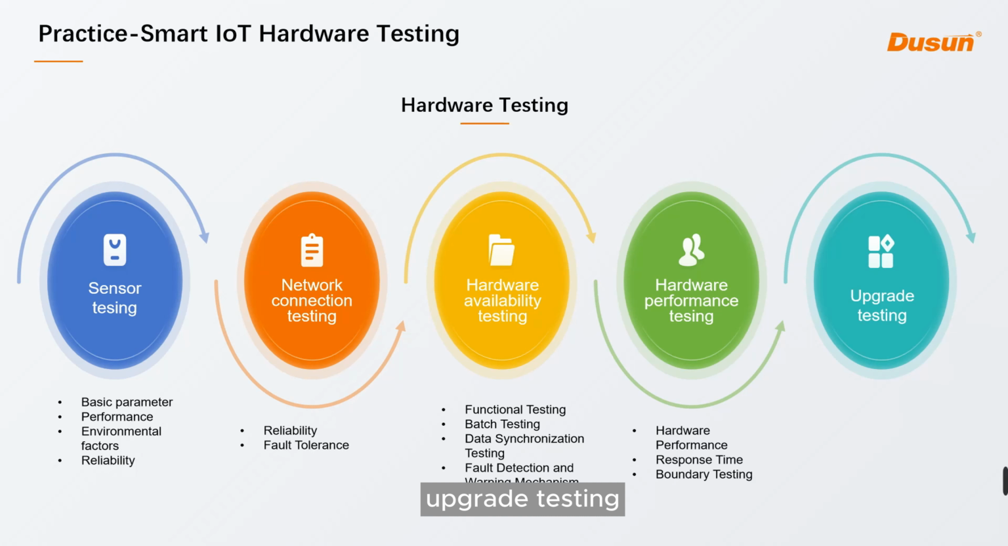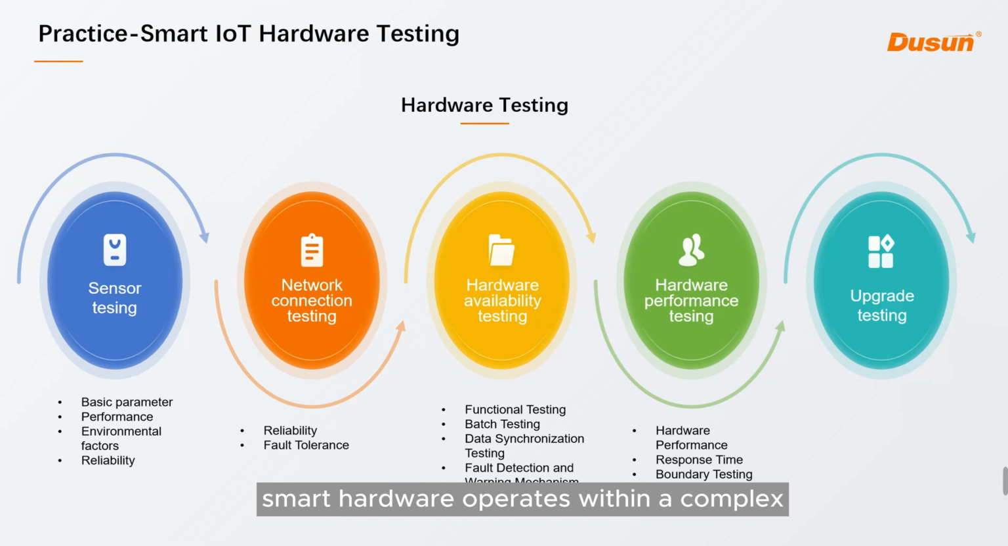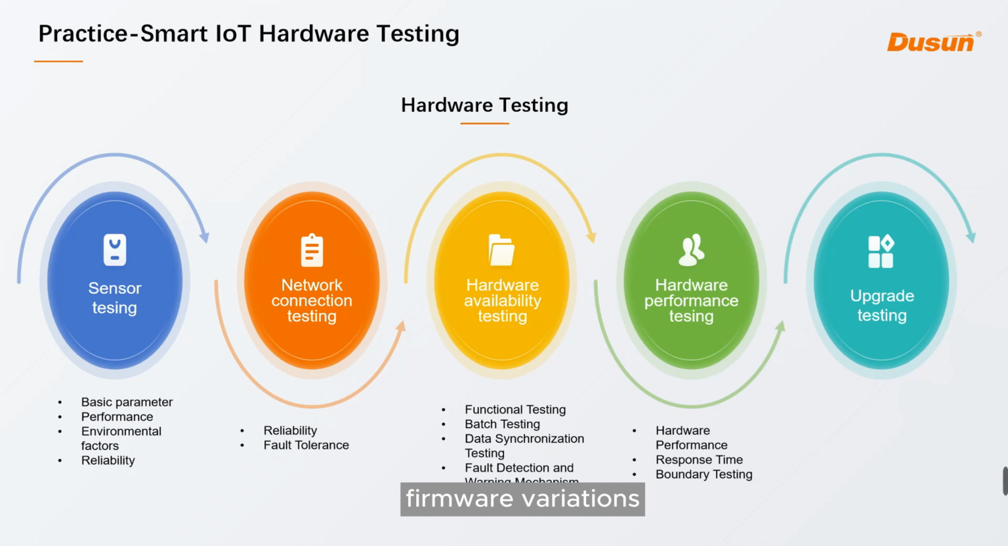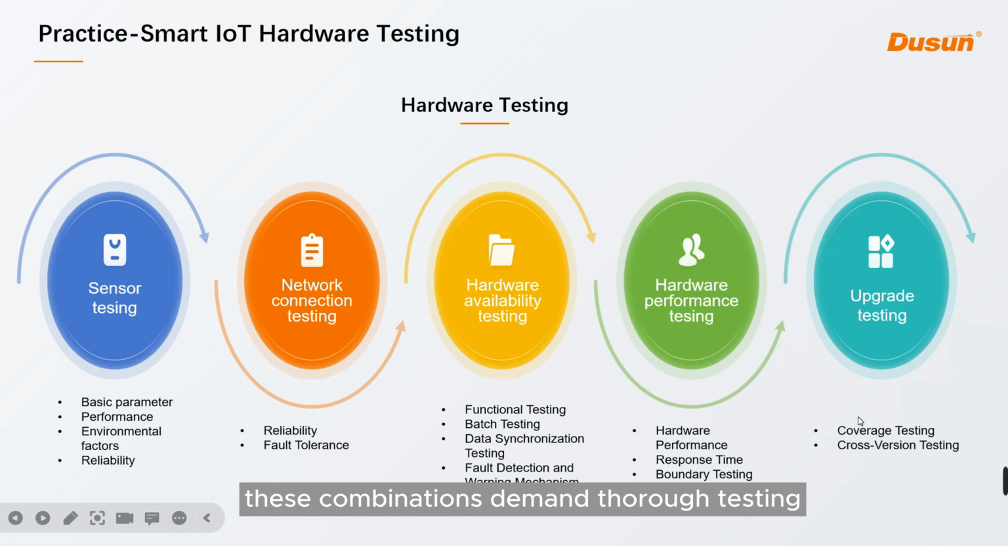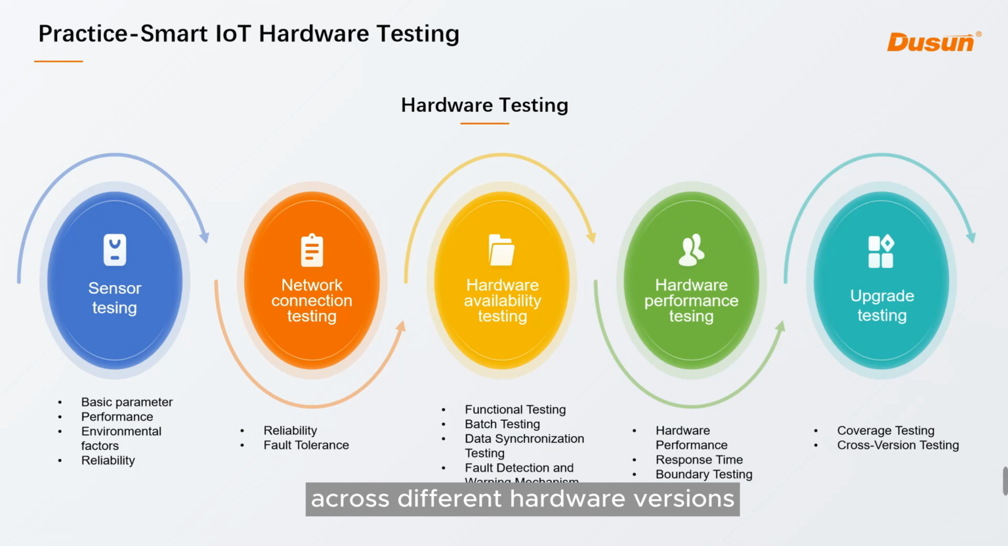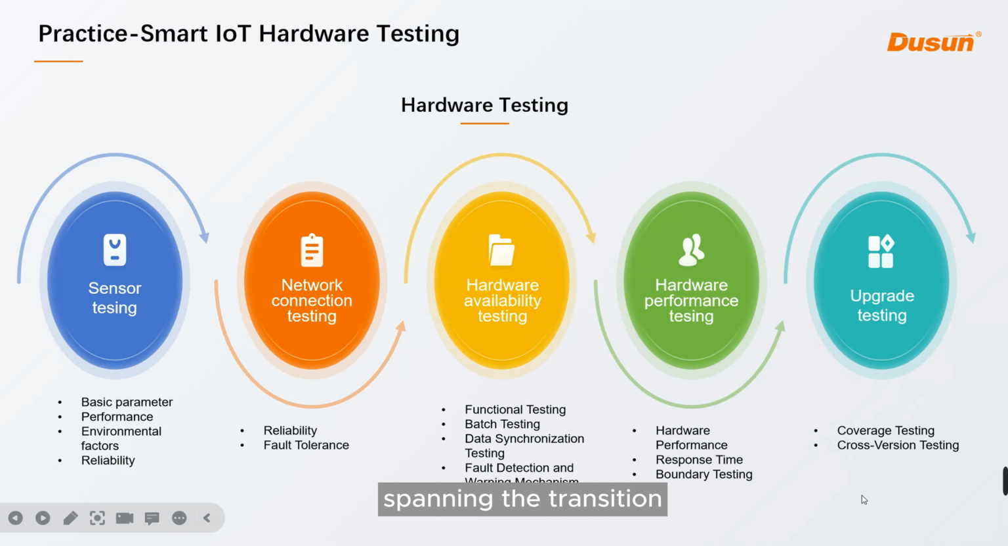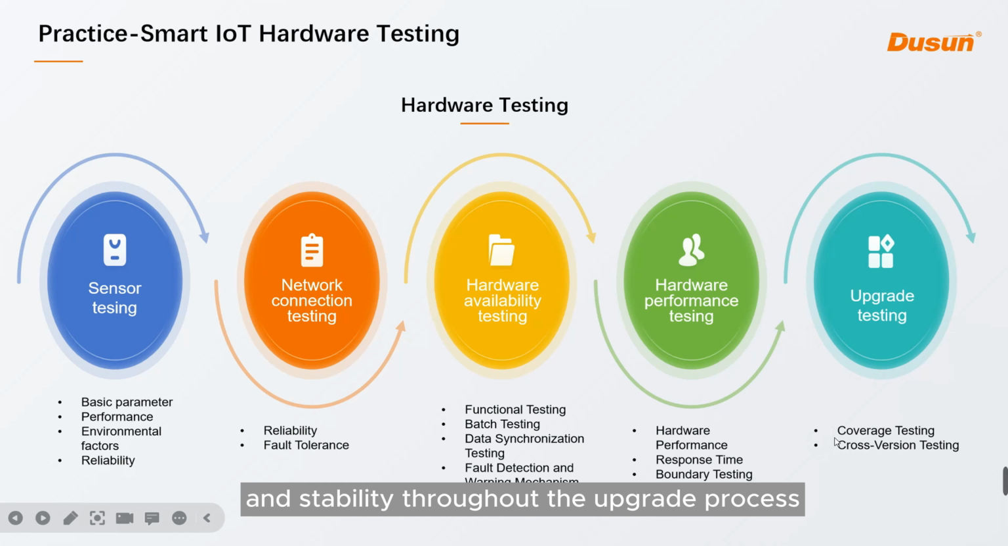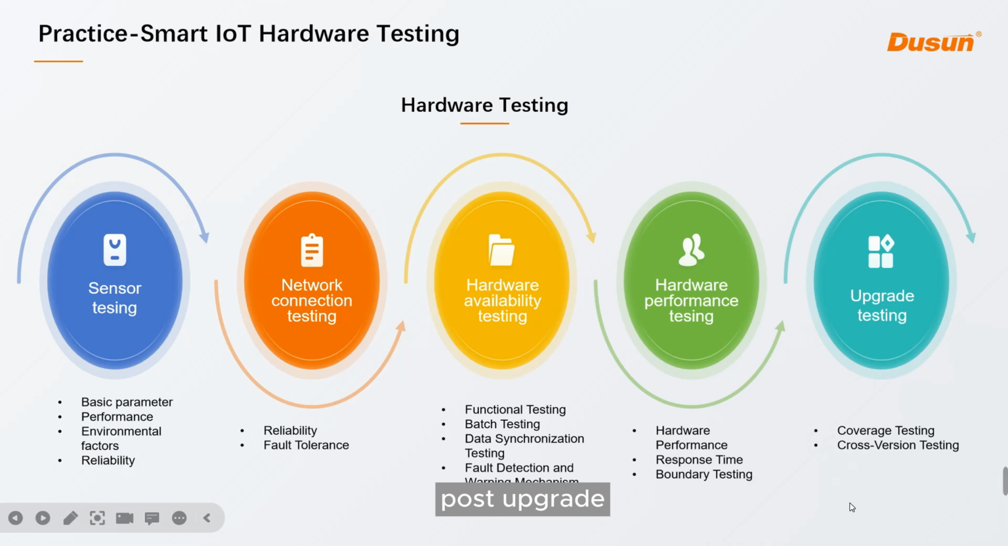Upgrade testing. Smart hardware operates within a complex ecosystem of multiple protocols, operating systems, firmware variations, and intricate networks. When undergoing upgrades, these combinations demand thorough testing to guarantee seamless operation and an enhanced user experience. Coverage testing. Ensure the execution of upgrade tests across different hardware versions, spanning the transition from older versions to newer releases. Verify compatibility and stability throughout the upgrade process in order to assure normal functionality post-upgrade.